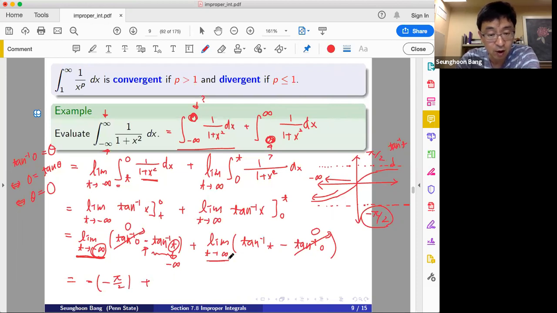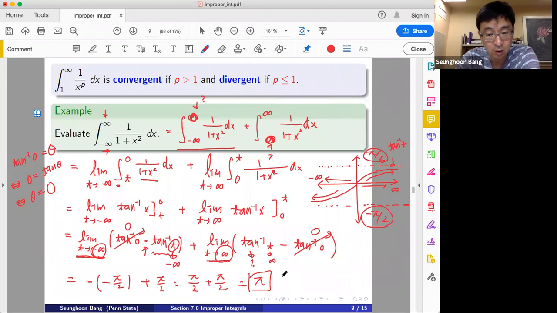Plus, the second one, the t value approaches infinity. Here, the t value approaches infinity. What happens to inverse tangent? The t value approaches positive infinity, and the corresponding graph approaches pi over 2. So we have pi over 2. So negative 1 times negative pi over 2 is positive pi over 2, plus pi over 2. The final answer is pi.